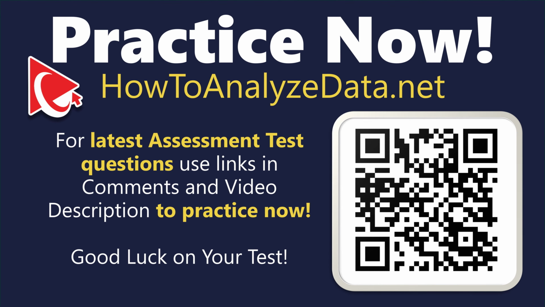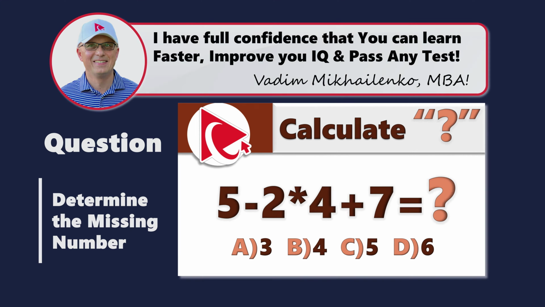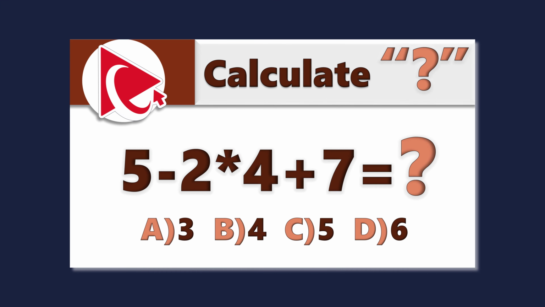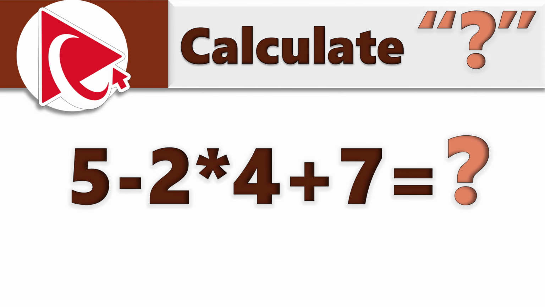Get ready for a mind-bending question that will make you question your own existence. Well, maybe not to that extreme, but definitely a cognitive workout. You're presented with the very simple expression 5 minus 2 multiplied by 4 plus 7 equals question mark. And question mark is the value that you need to calculate. Once calculated, select your answer out of 4 possible choices.